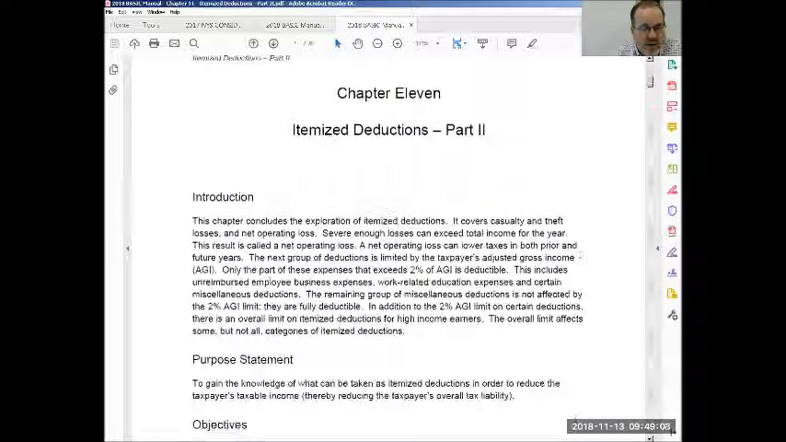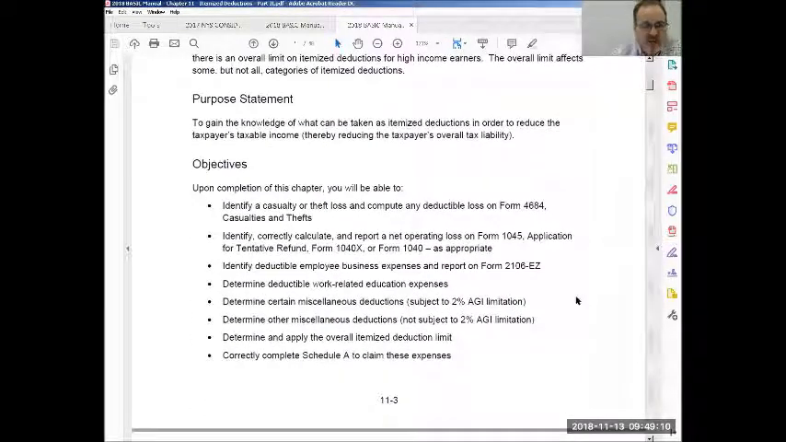If we go in there to page 11.3, we got our objectives. Like I said, we're going to talk about casualty or theft losses, and compute if we can take the deductible losses, and talk about the form 4684. We're going to talk a little bit about net operating losses. Business expenses, we're going to talk about the 2106 EZ.